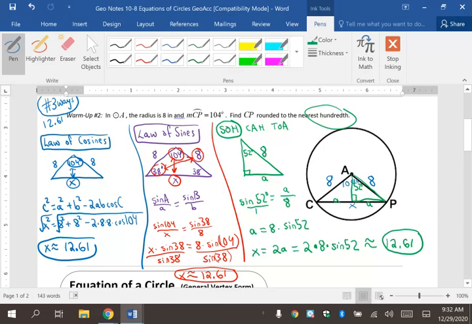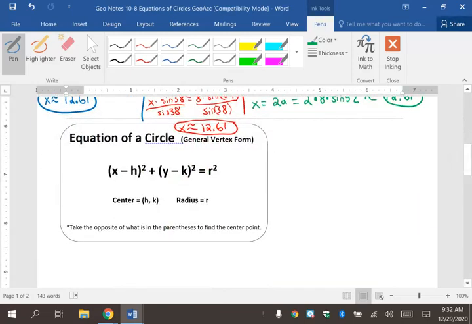This is a really good warm-up review of using the law of cosines, law of sines, and SOHCAHTOA. Okay, so equation of a circle. We are reviewing that. That comes from the Pythagorean theorem and from the distance formula. So just think of it as a squared plus b squared equals c squared.